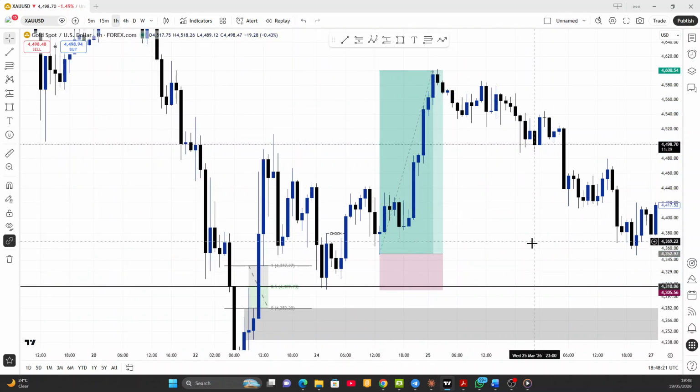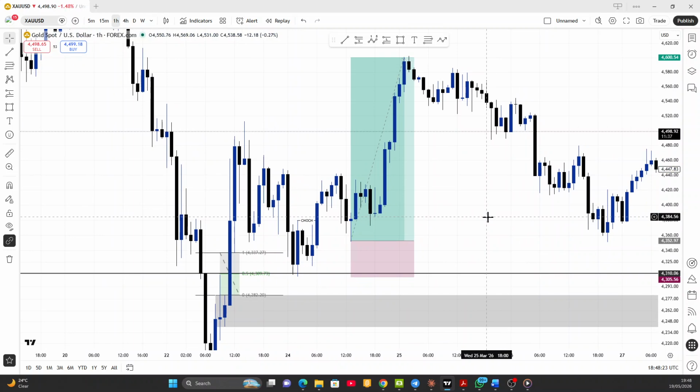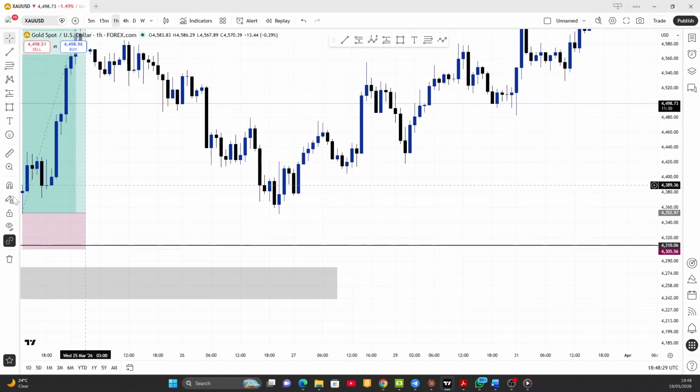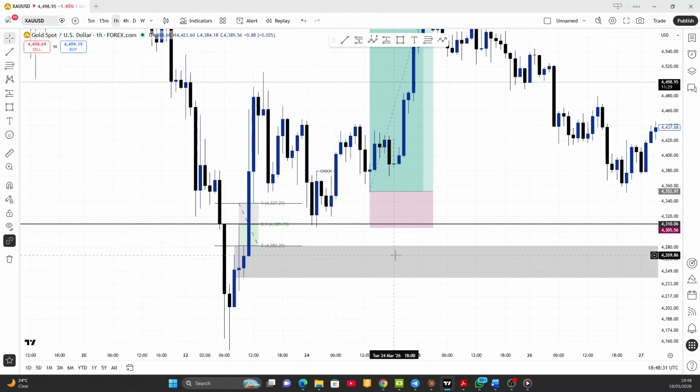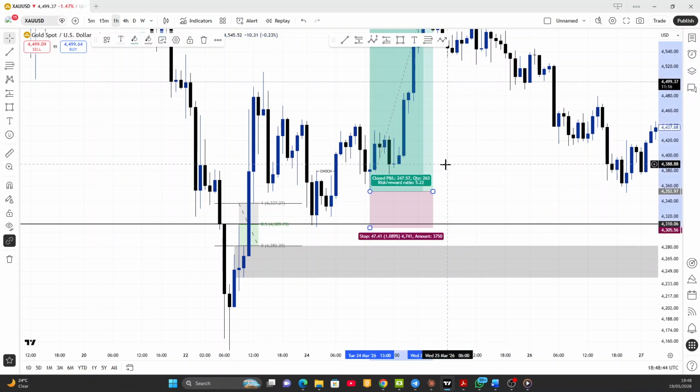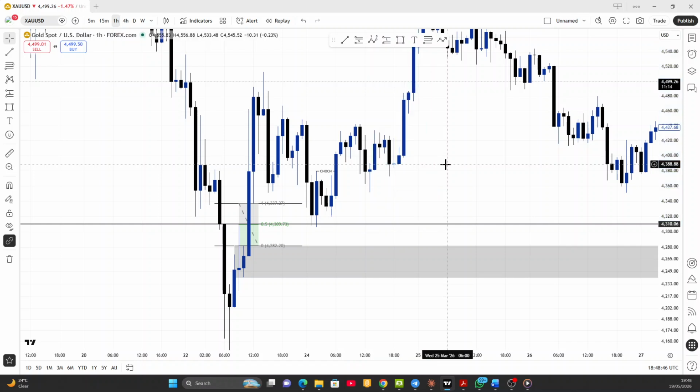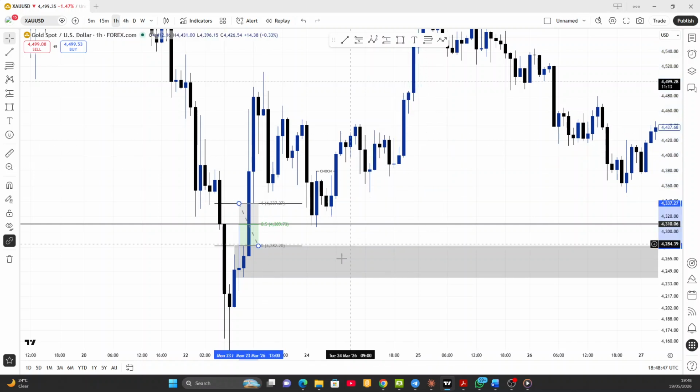So this is it. This is an example of what we are talking about when we are talking about fair value gaps and how to trade. In this case, you will notice that price did not retrace back to this origin. Price only came to 50% of the fair value gap, created a change of character, and price pushed to the upside. So this is a clear example of a bullish FVG.